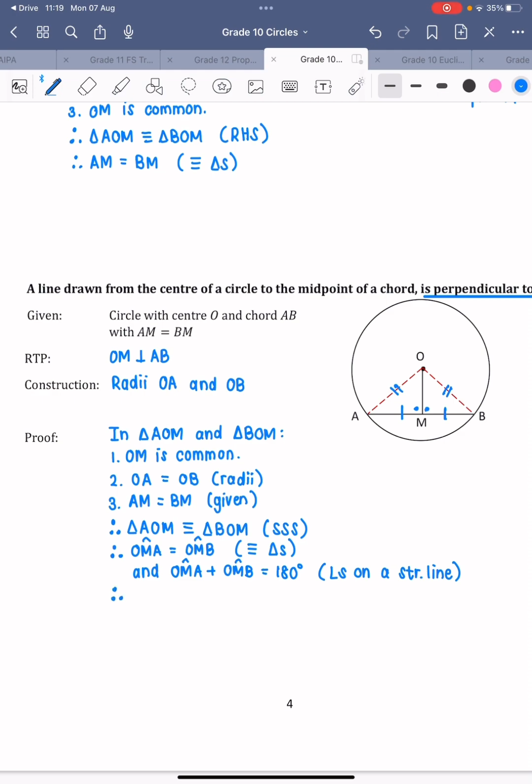Therefore, OMA, and I'm just going to say again, equal to OMB equal to 90 degrees, because it's 180 divided by 2. And now, as another extra step, we just have to end our proof by saying, therefore, OM is perpendicular to AB.